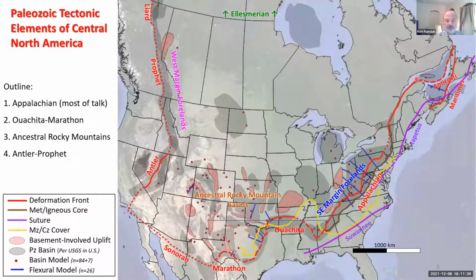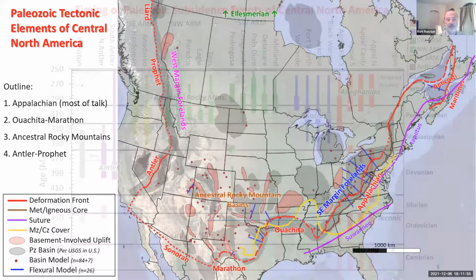And these are basically the frontal deformation zones shown in red here of the southeast margin forelands, the Appalachian, Ouachita, Marathon, and this kind of mysterious Sonoran megashear that I really don't want to talk about. And then the Antler-Liard system on the present day Pacific margin. So we're going to start out with the Appalachian system and spend the majority of the time on that.